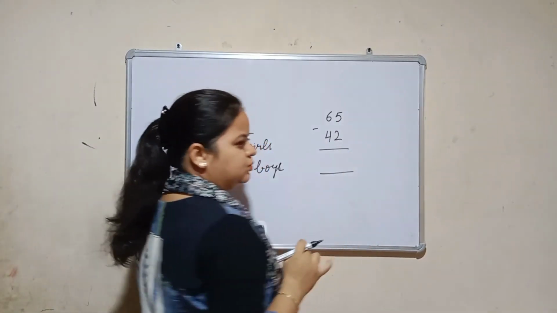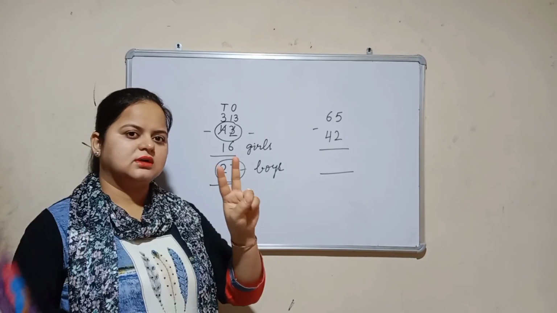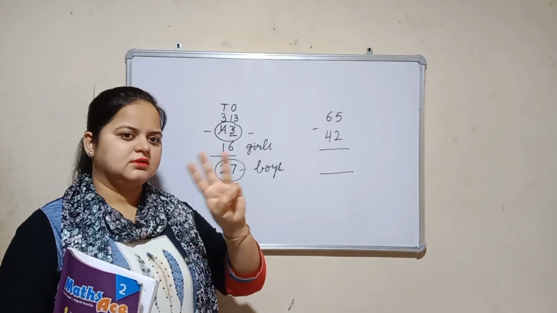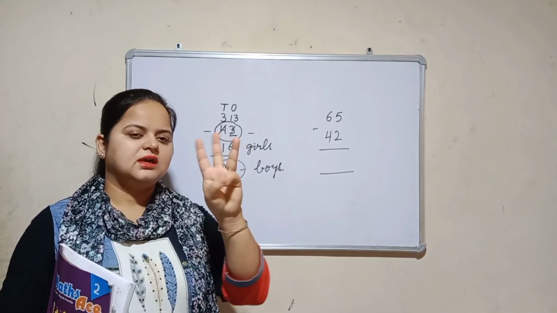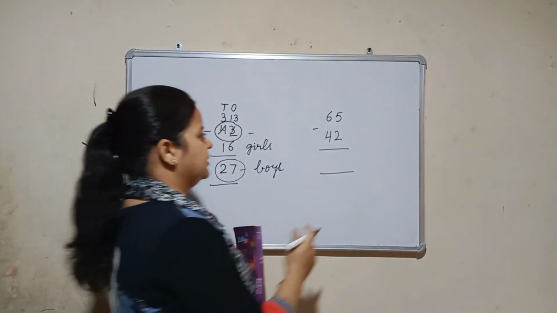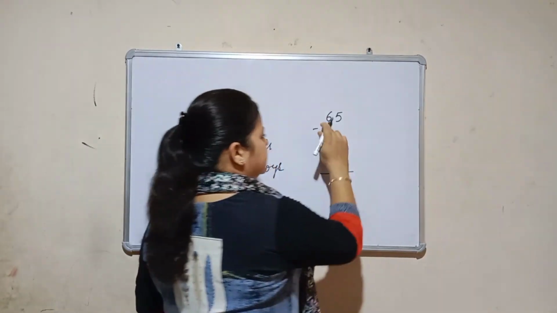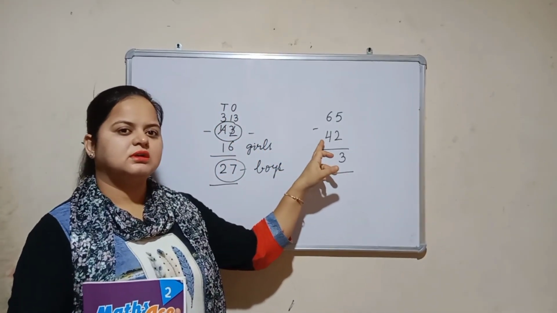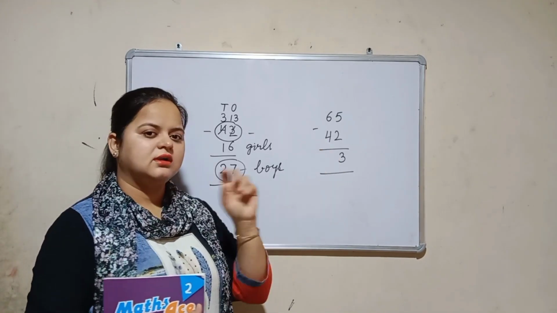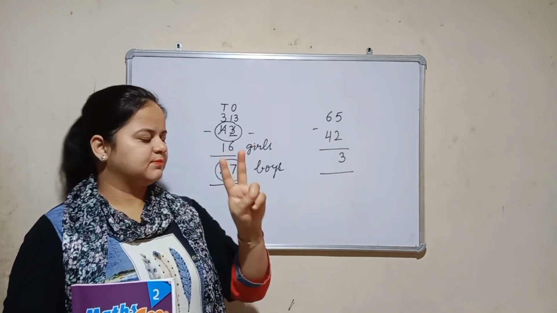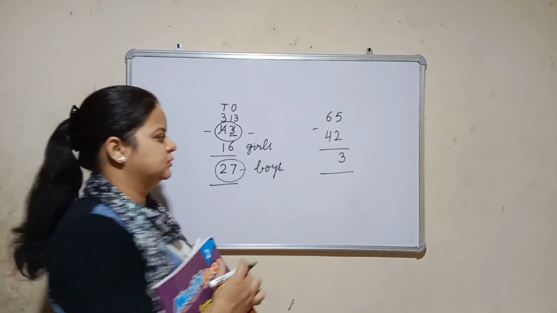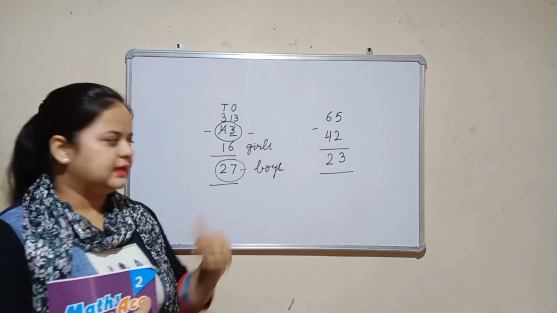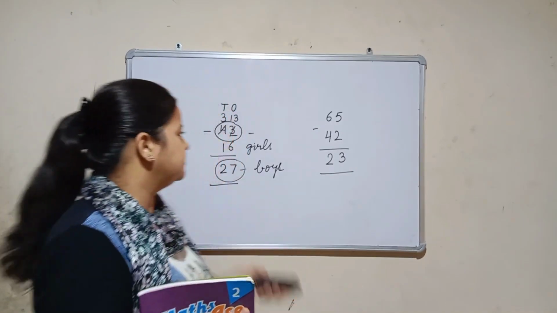5 minus 2 is 2. Next number is 3, 4, 5. So here, I have 3. Then 6 minus 4. We start from the next number of this smaller number: 4, 5, 6. So the answer is 23. Like this we have to solve these sums.